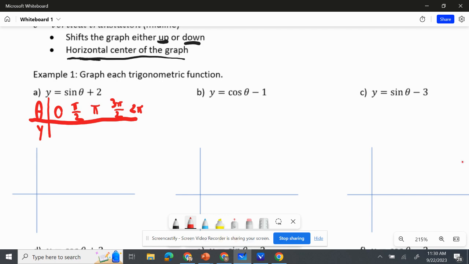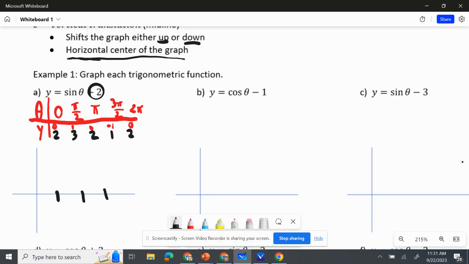So my sine values are 0, 1, 0, -1, and 0. Now with each one of those sine values, I'm adding 2 to it. So 0 plus 2 is 2, 1 plus 2 is 3, back to 2. Then I have -1 plus 2 is 1, and then back to 2 again.